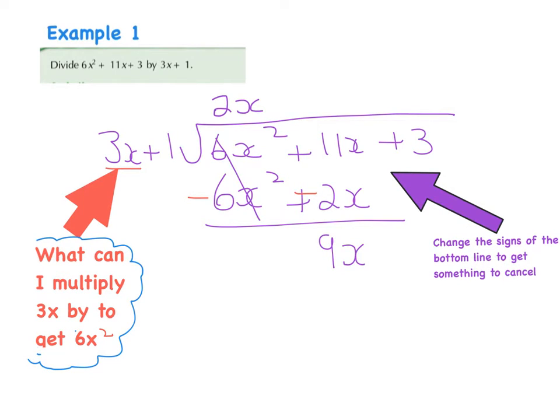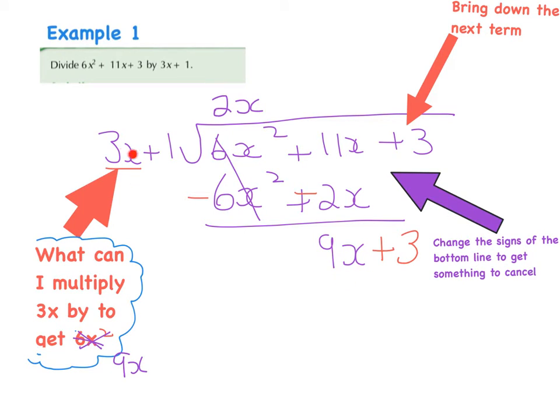And I must then bring down the next term. You can see that the next term in this is plus 3, so I'm going to bring that down. I'm going to write it in red just so we'll have an idea of where it came from. So plus 3. I then go back and ask myself this question again, except now I'm looking at the 9x. What can I multiply 3x by to get 9x? It is 3x by just plus 3. If I check that out, 3 by 3x would give me 9x. And I must do it also to the next part, so 3 by plus 1 would give me plus 3.